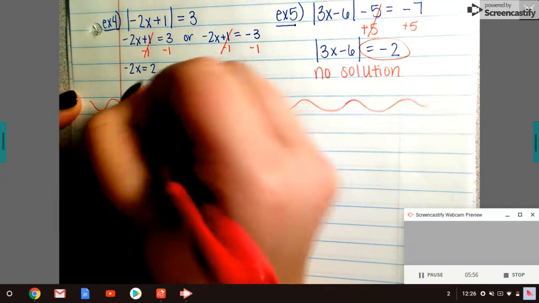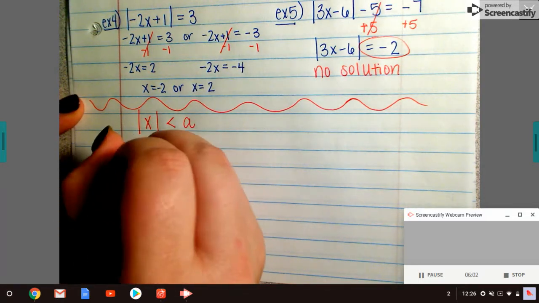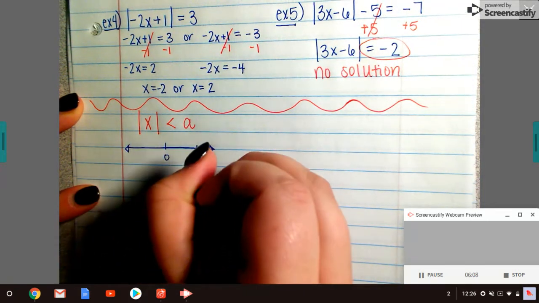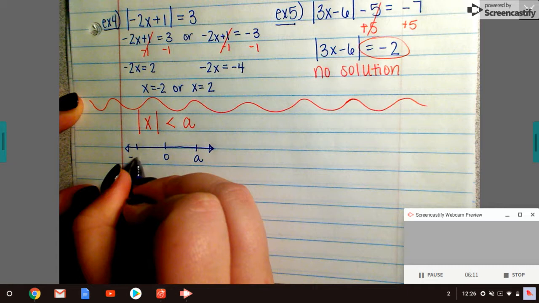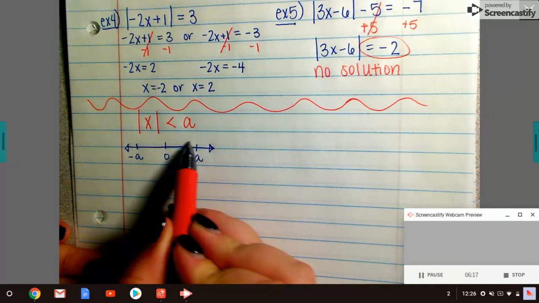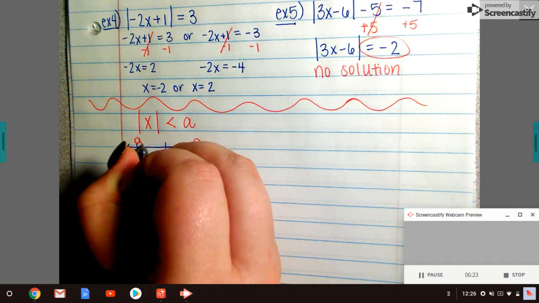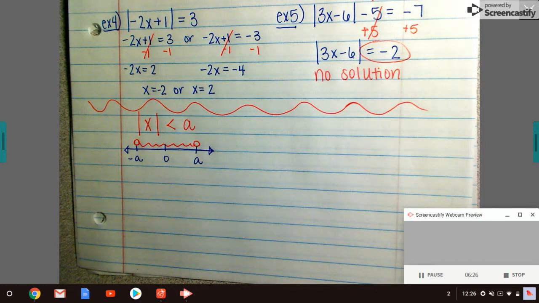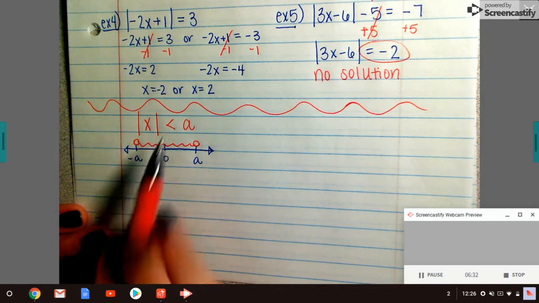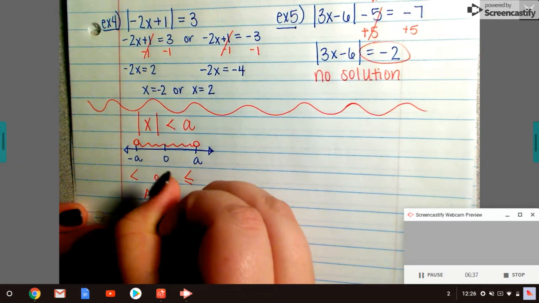If I have the absolute value of some number x and it's less than a, let's think about what this would look like. What I'm saying here is the distance that x is away from 0 is less than a away, since I'm not sure if it's positive or negative. So it's anywhere in between these 2 points. And we just got done a little bit ago talking about inequalities. This looks like an and statement. Matter of fact, every time we have a less than or a less than or equal to, this is going to give us an and statement.